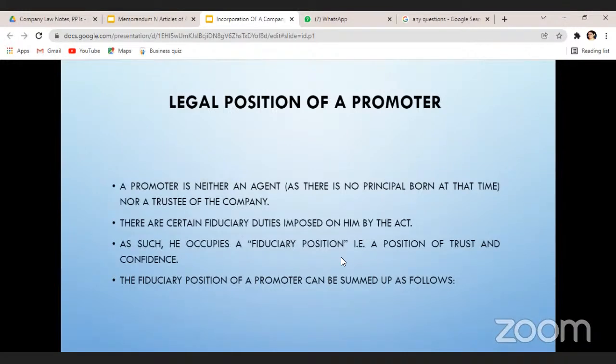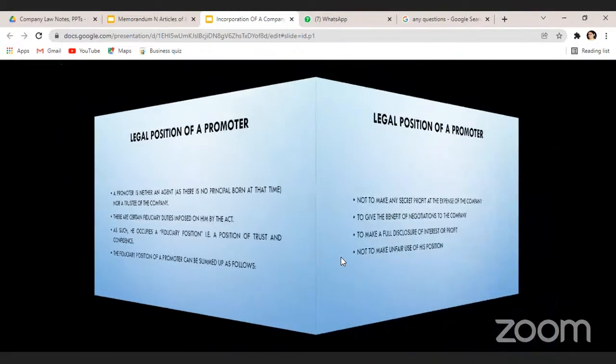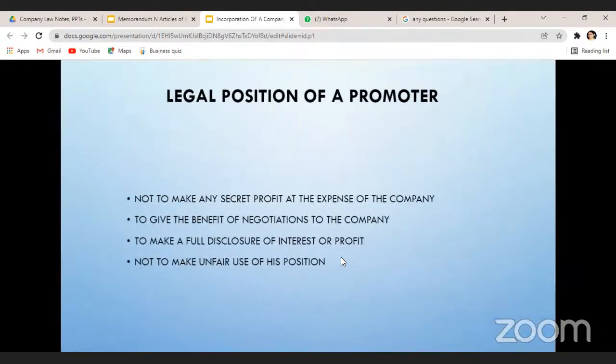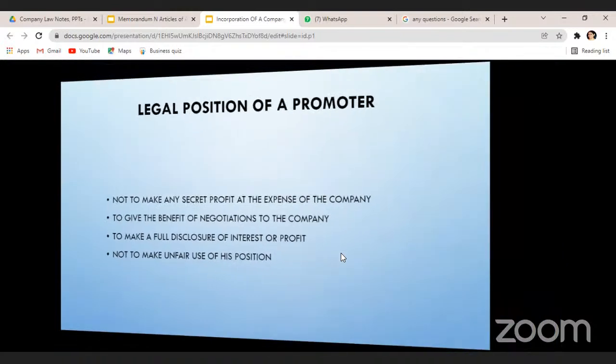Then this promoter has some legal position because he's the one who takes care of the entire business, getting it into existence. So he possesses some fiduciary position. What are those? He is not supposed to make any secret profit out of the expenses of the company, and if there is any benefit, he should try to make it a benefit to the company by his negotiations at the time of purchases. Next, he should make a full disclosure of his interest or profit, if any. Next, he cannot make any unfair use of his position.